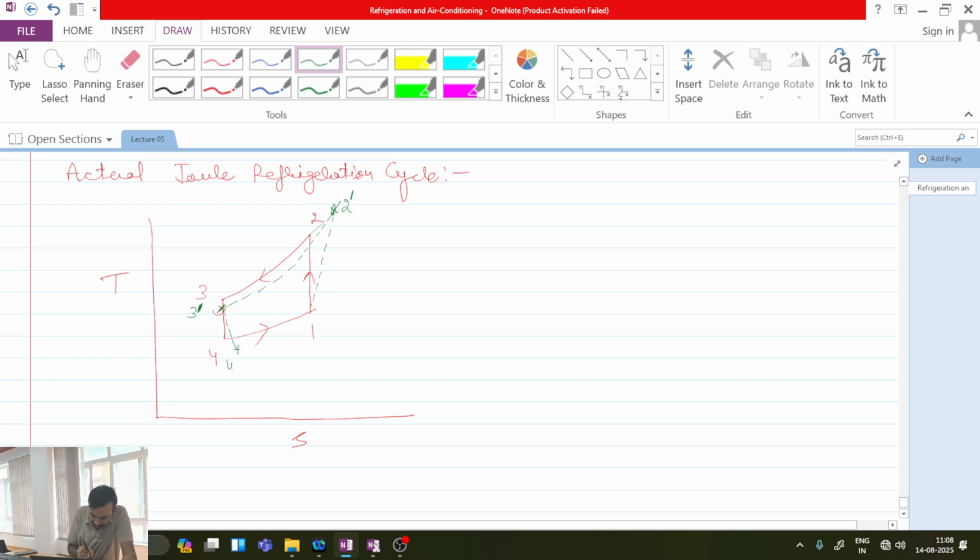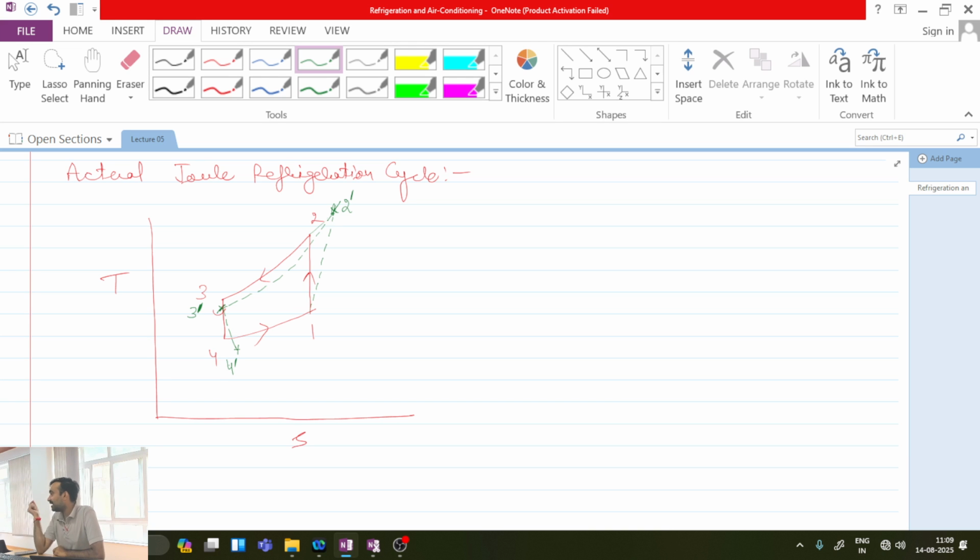Now this is point 4 dash. Now you will be surprised to see that whenever I am representing point 4, I have put it slightly below the constant pressure line. Why? Because when it moves from 4 dash to 1, I have to complete the cycle. To complete the cycle, I have to again reach point number 1 only.